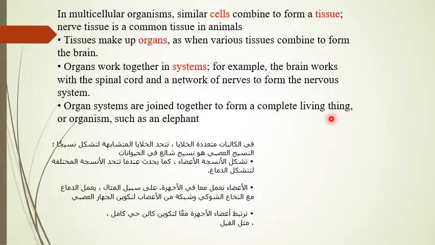Respiratory system, circulatory system, digestive system: they form a complete living thing. All the systems together make up the living organism, such as an elephant, which is made of a respiratory system, circulatory system, excretory system, and so on.